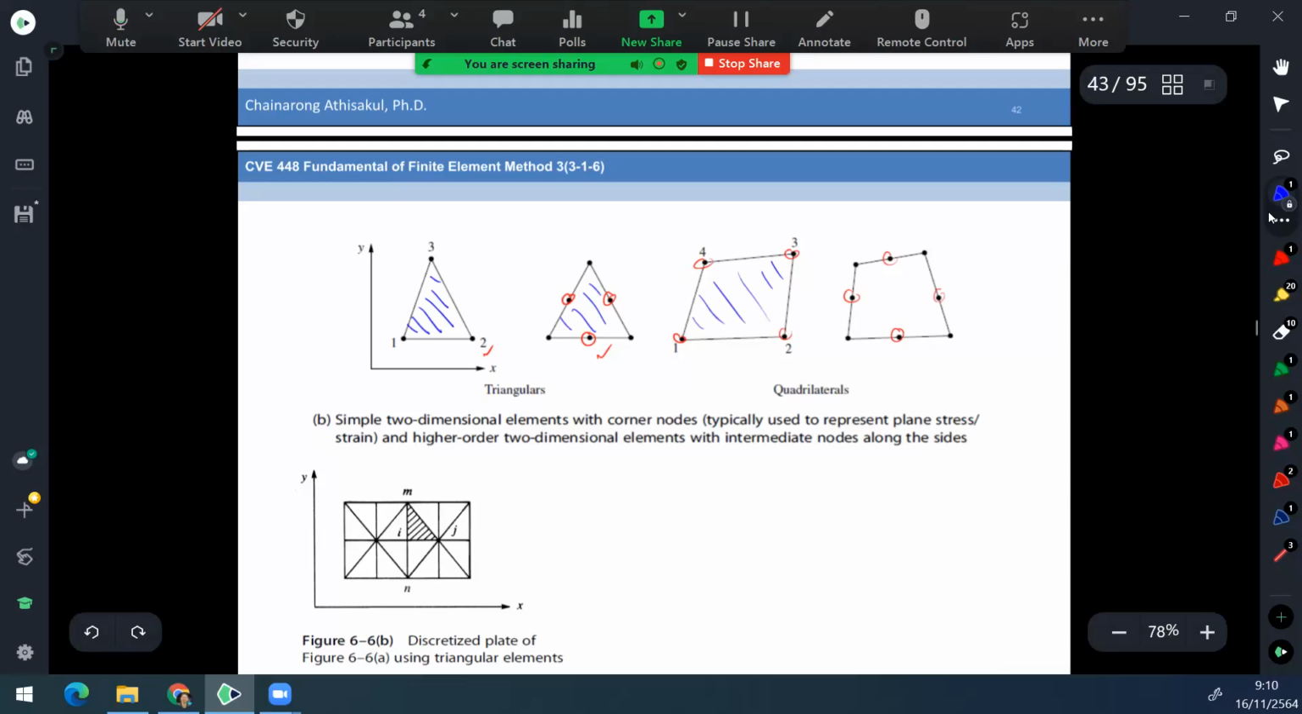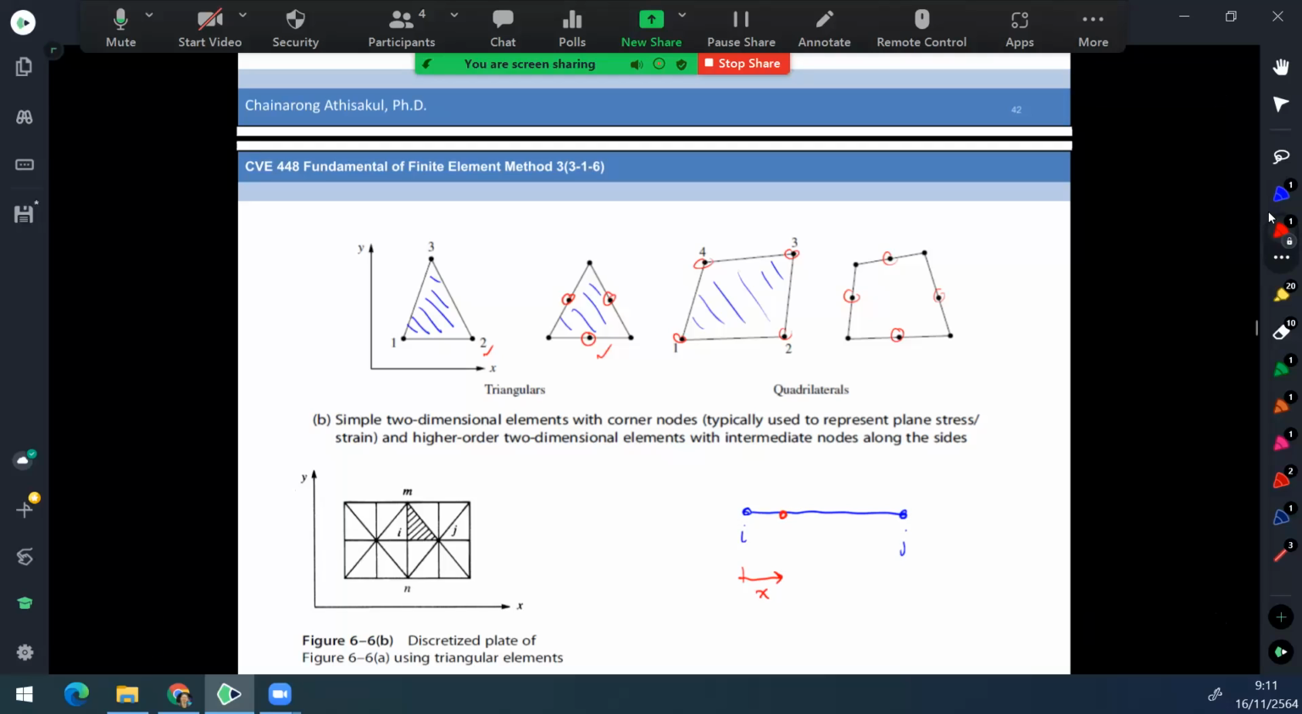If we compare with the line element that we have studied, for example the bar element or beam element, we have two nodes, node i and node j, right? When we would like to find the value at another point, we have just one dimension, that is x. It means that we interpolate the value of this segment at this point, along the line of the element.